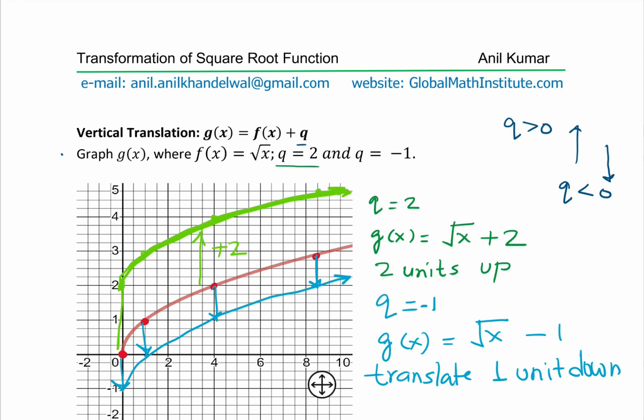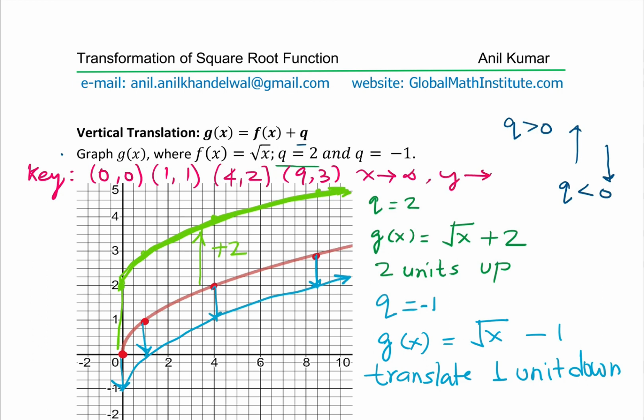So the key points for the function are, as we had been saying, 0, 0, 1, 1, 4, 2, 9 square root is 3, and then when x approaches infinity, y also approaches infinity. So these are the key parameters which we are always considering.